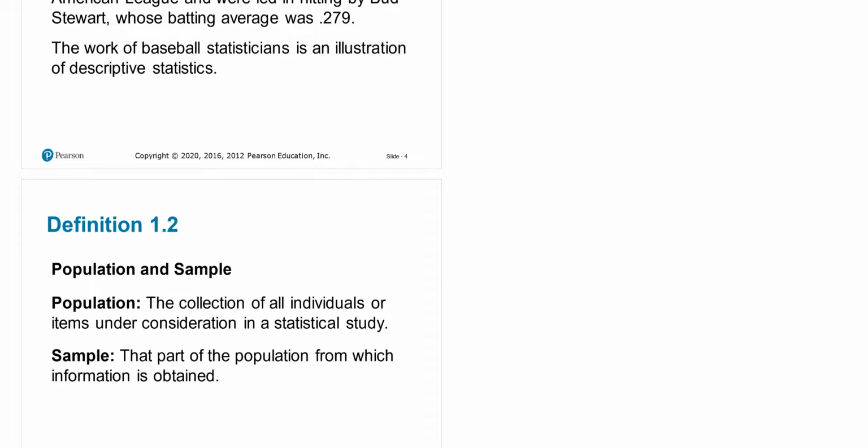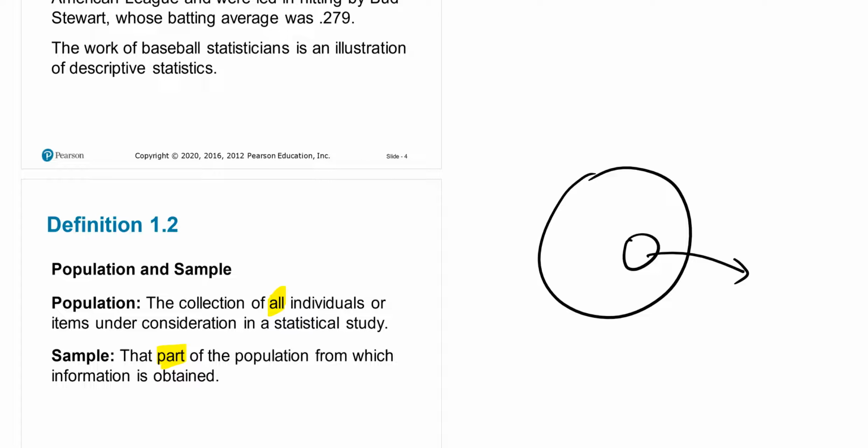So population is a collection of all individuals or items. So all of them. But the sample is only part of that. So you have the entire population, you take a sample out of this, you study the sample, and then whatever conclusion you get reflects upon the entire population. That's what sample and population are about.